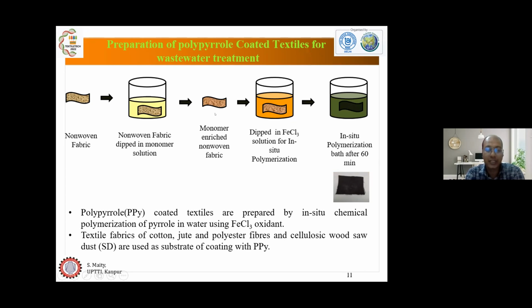Then the monomer enriched nonwoven fabric will be dipped inside an oxidant solution, FeCl3 solution. As a result, in situ chemical polymerization will initiate, and after 1 hour of polymerization time, you can have this kind of black color polypyrrole coated textile material. And this textile material will be a good adsorber of heavy metals from water.